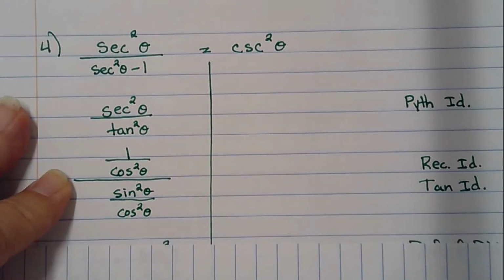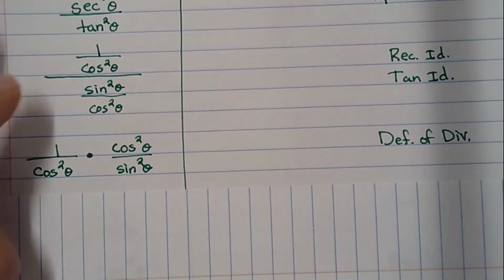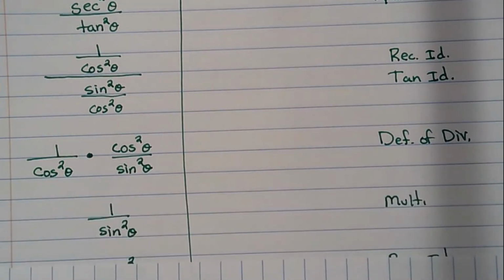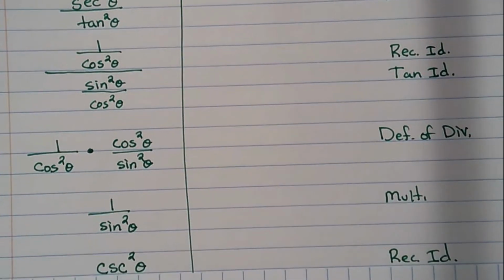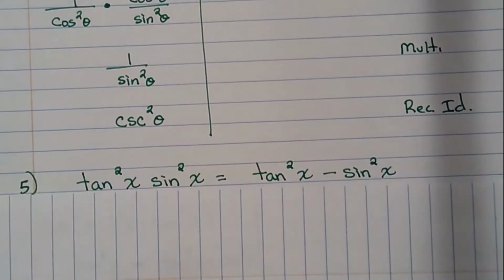So by the definition of division, I multiply by the reciprocal of my denominator. And then my cosine squared thetas will divide out to make 1. So I'll have 1 over sine squared theta with that multiplication. And then by the reciprocal identity, that is cosecant squared theta.